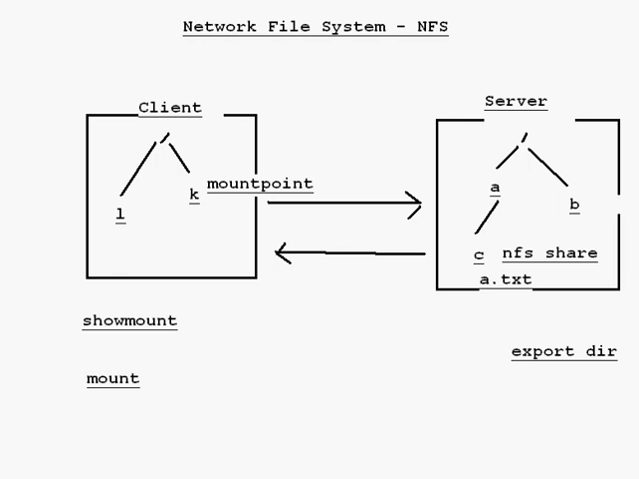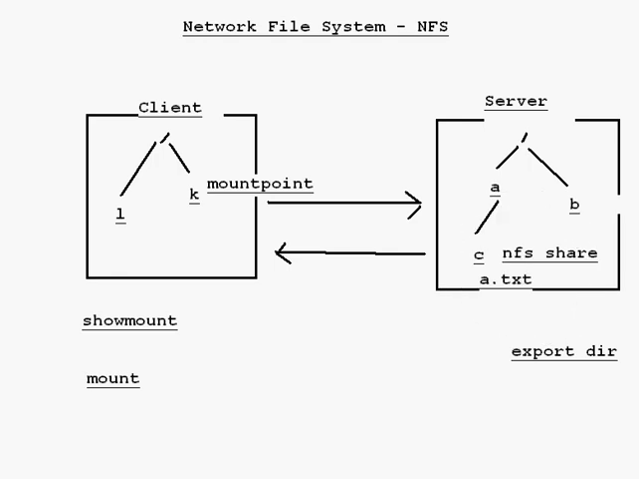Those 2 points were the right hand side thing here, directory C, which was exported, is actually many times called a NFS share. So directory C was exported and it became a NFS share, and then directory K here on the left hand side of the client side is called a mount point. And so a mount point can be used to access the data from the NFS share on the server side. So these are the two terminologies, the mount point and the NFS share.